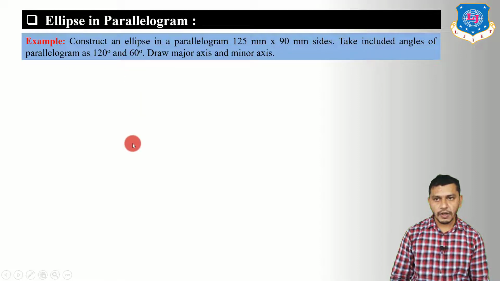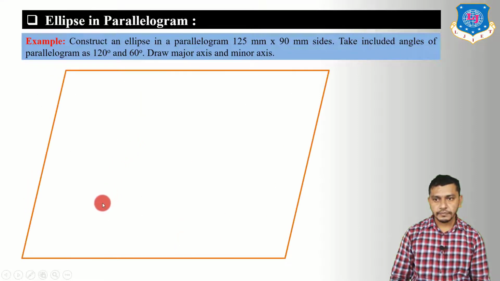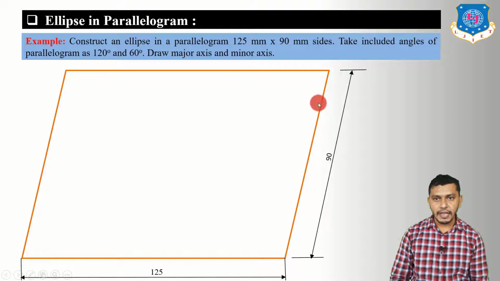So first of all, we have to draw the parallelogram having side lengths 125 mm and 90 mm respectively, and the included angles should be 60 degree and 120 degree. You can also take this angle as 120 degree and this angle as 60 degree, but they should be the included angles of the parallelogram as per the given content. So 120 degree and 60 degree should be the included angles, and the sides should be 125 and 90 mm, which is given in the content.